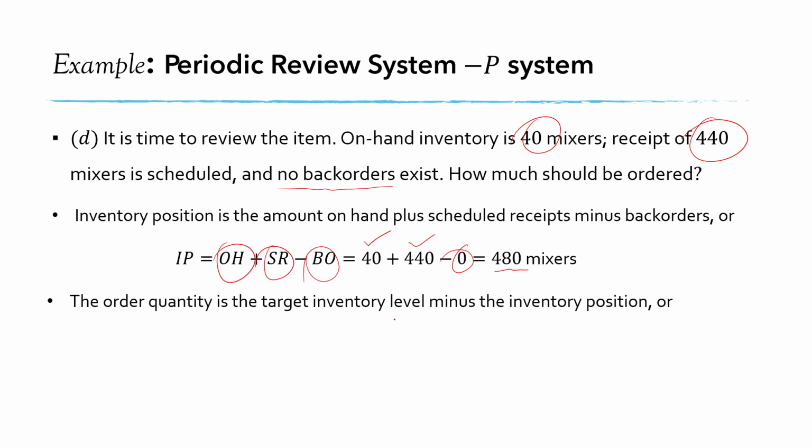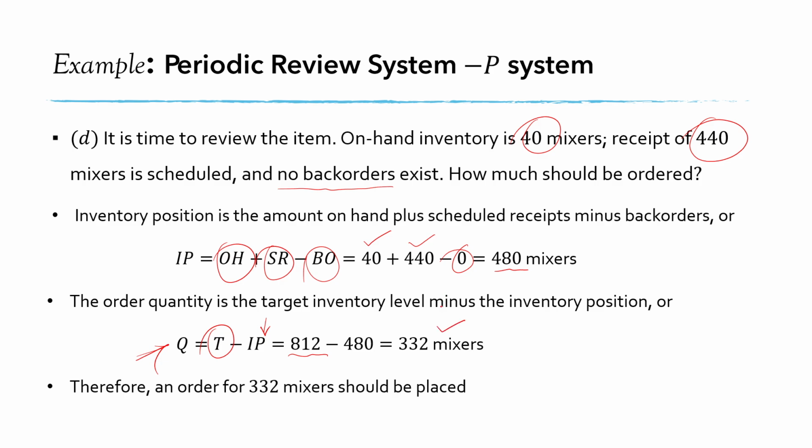The order quantity is the target inventory level minus the inventory position. We can calculate this by plugging in the value of T, which is 812 units, and subtracting the value of inventory position. Now that will give us the value of Q. So that value is equal to 332 mixers. From this, we can conclude that an order of 332 mixers should be placed.